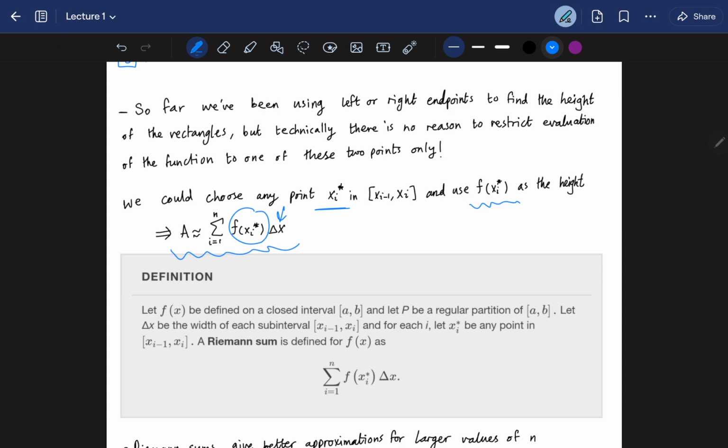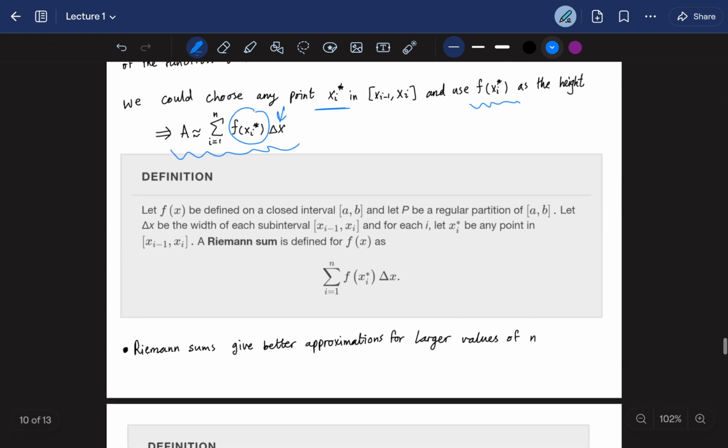Okay, so keeping that in mind, let's go over this definition. We have a function on a closed interval AB. We have a regular partition that we talked about earlier, and delta x is my width on a subinterval. If we take any point in my subinterval, I can define a Riemann sum to be the summation of f of xi star times delta x. So the reason why Riemann sums are important is because they give better approximation for larger values of n.